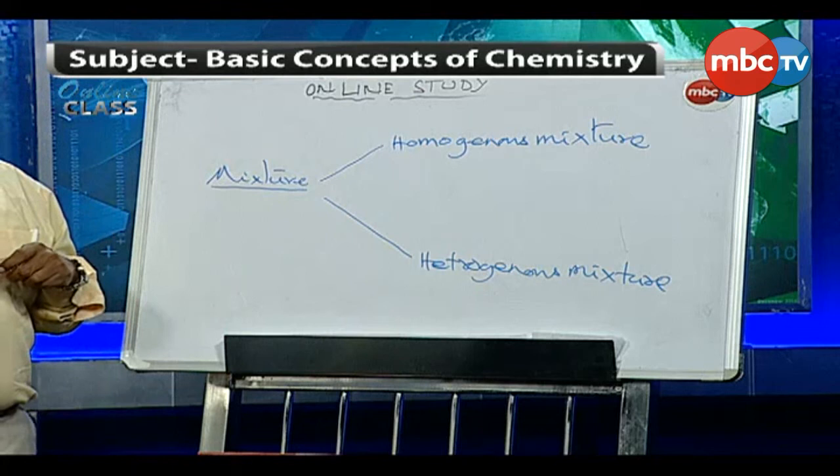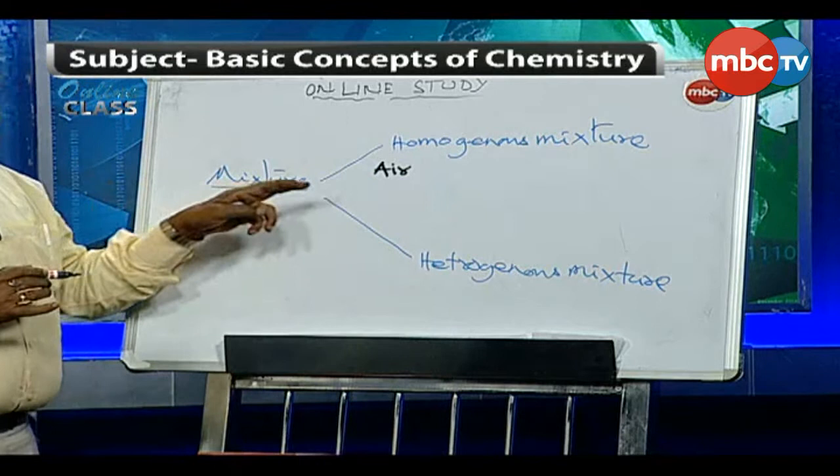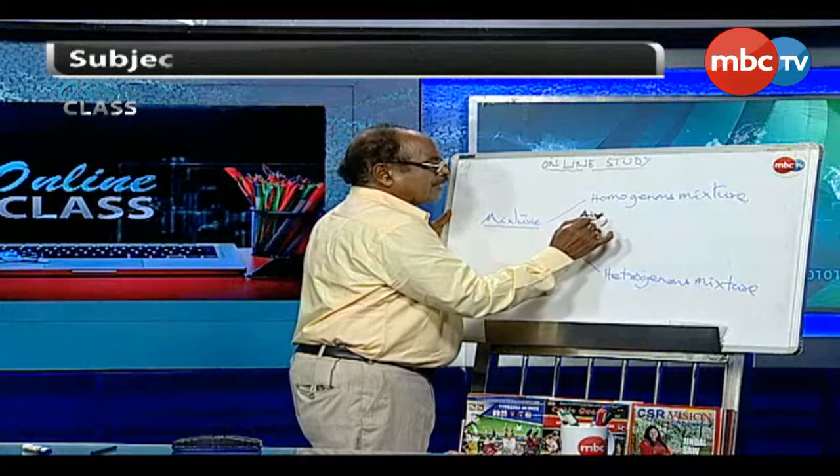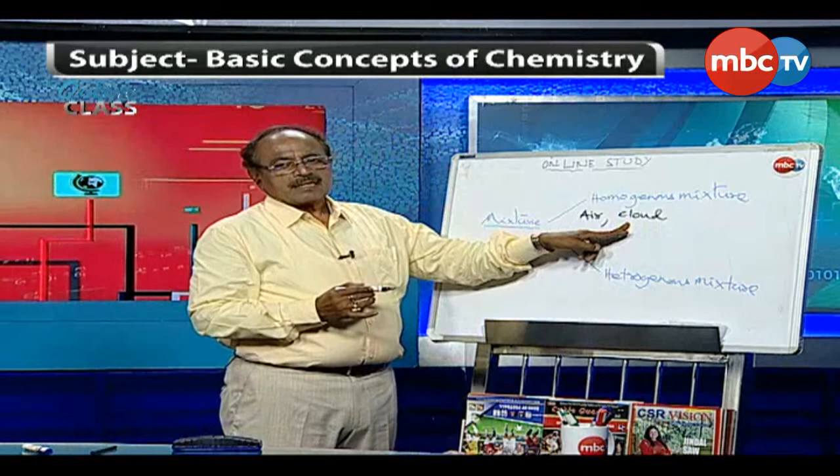When you come to gas, we can take air as an example of a homogeneous mixture. If you come to liquid, another example you can take is the cloud. Cloud also is a homogeneous mixture where you have the water particles and the air, both present inside.